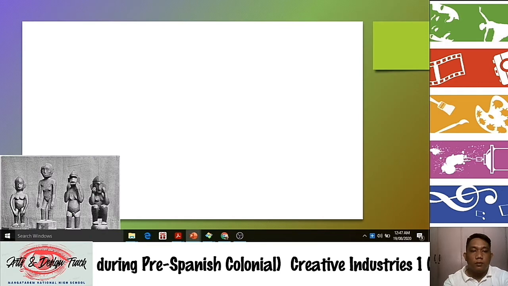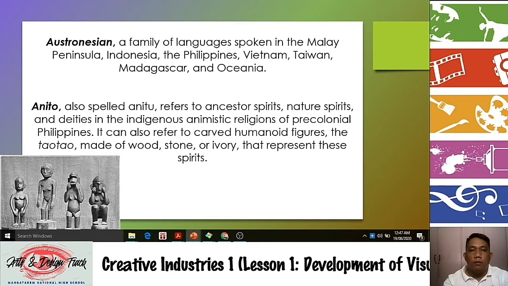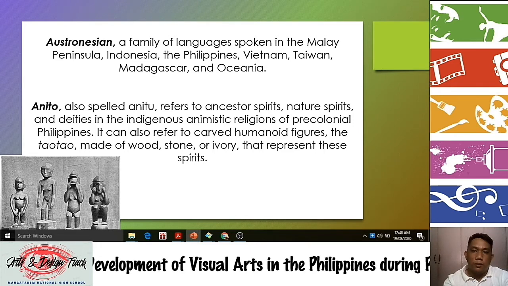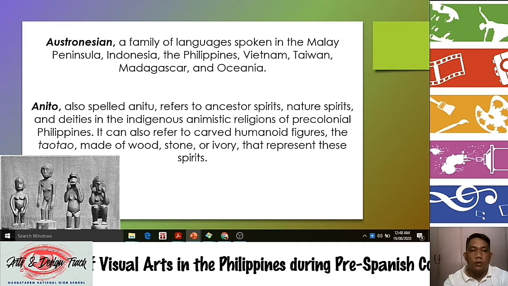So what is Austronesia? A family of languages spoken in the Malay Peninsula, Indonesia, the Philippines, Vietnam, Thailand, Madagascar, and Oceania. While Anito, also spelled Anitu, refers to ancestor spirits, nature spirits, and deities in the indigenous animistic religions of pre-colonial Philippines. It can also refer to carved humanoid figures, the tautau, made of wood, stone, or ivory that represent these spirits.